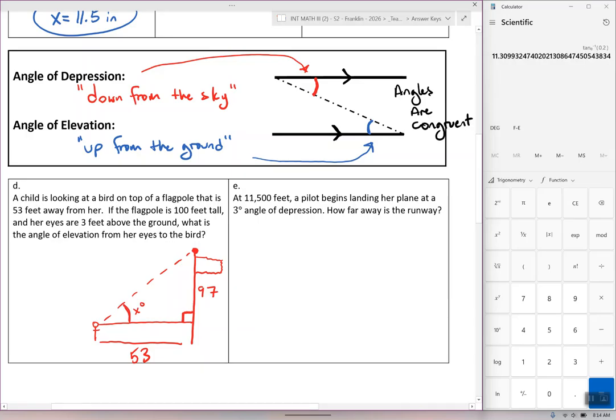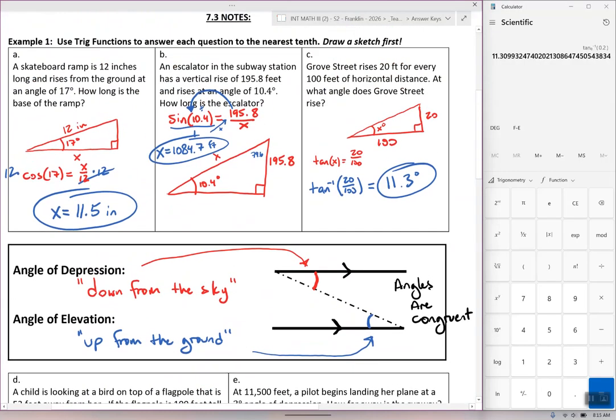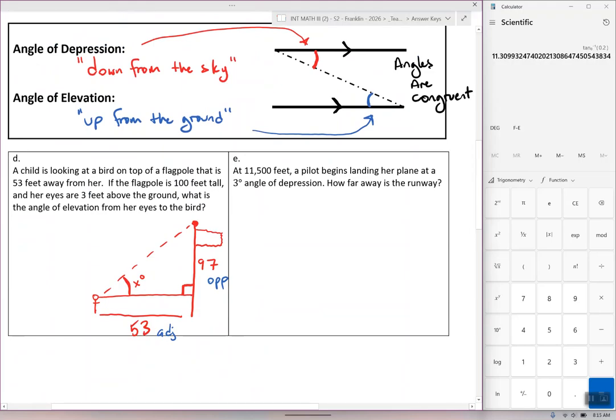Okay, so we'll need to use an inverse trig function. We have from our angle the adjacent and the opposite sides. This would be the adjacent side. This would be the opposite side. We don't have the hypotenuse. So we'll use tangent, and we're going to use an inverse tangent function. So this is very similar to example C up here. It's just a little bit different context.